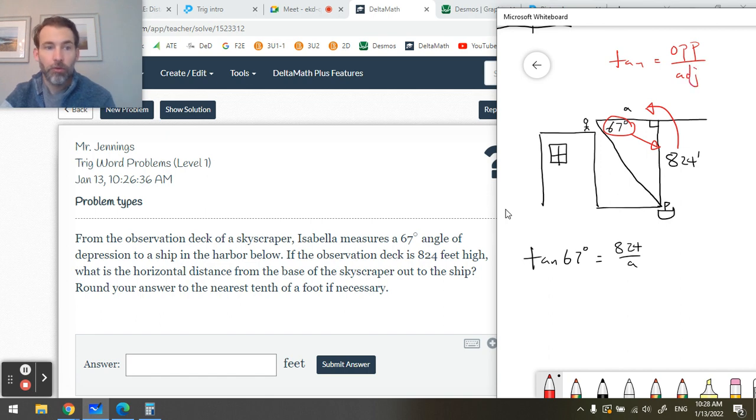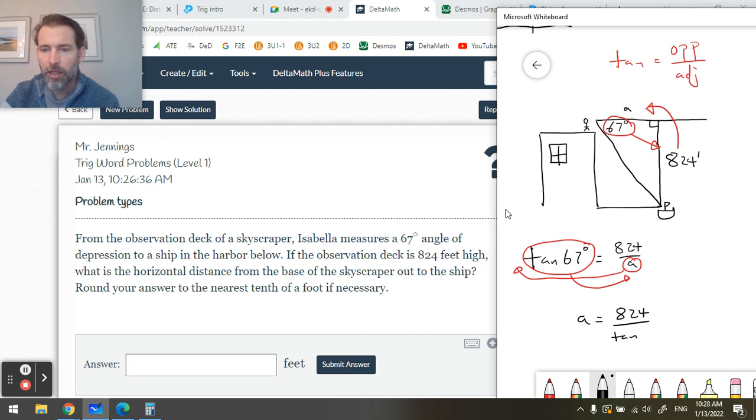Got to put them in the right order over there. It does not work. All right. Now, some of you use this method. The A comes up here, and the tan comes down here. And that's okay, as long as you know why. You're multiplying by A, and then you're dividing by tan 67. So we get A is equal to 824 divided by tan 67.